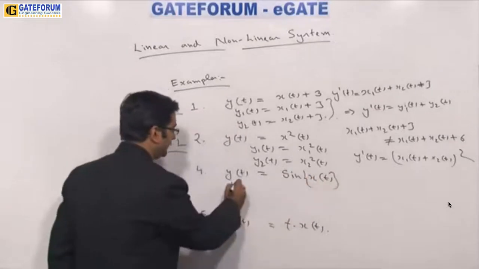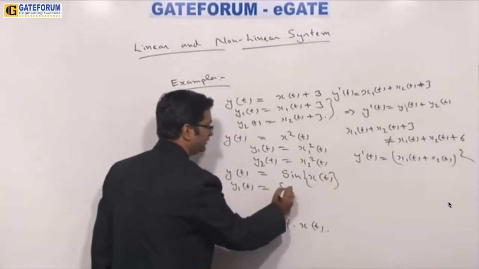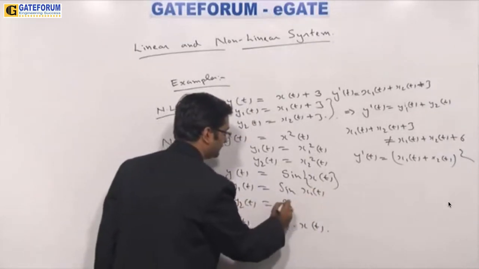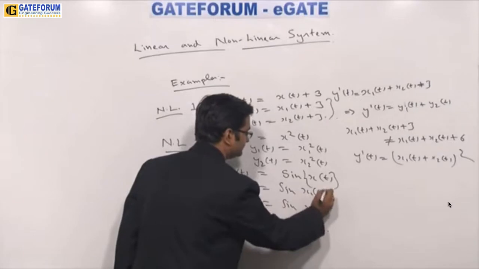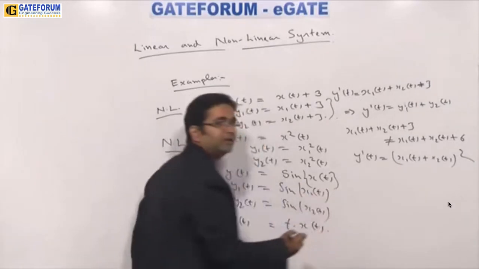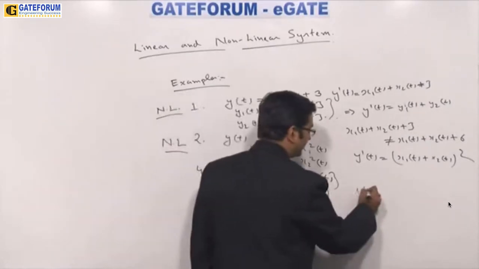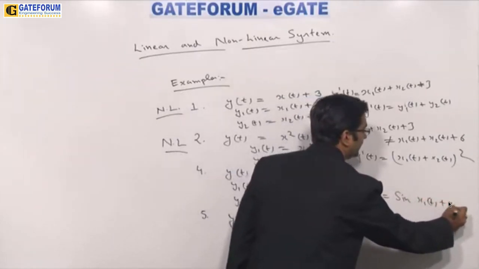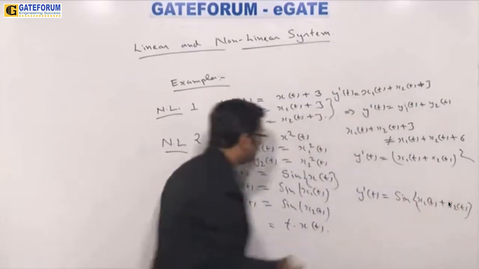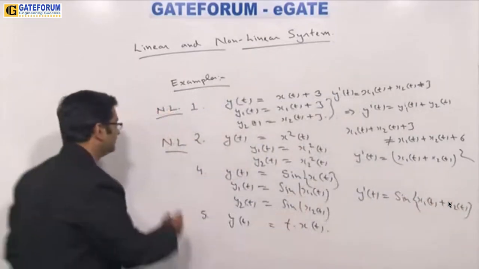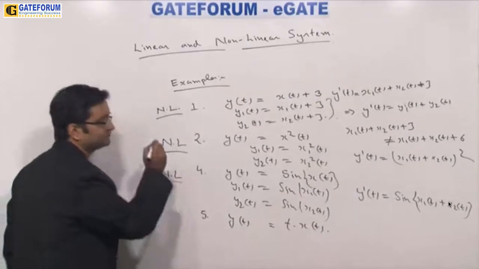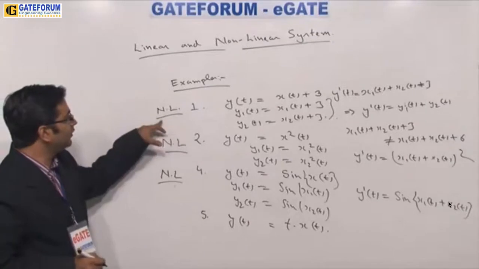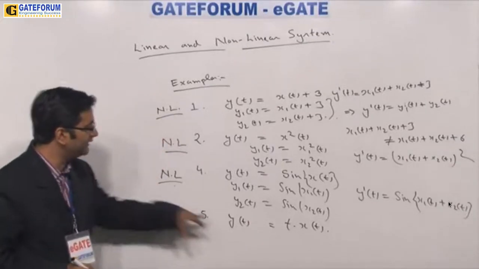You give x1(t), you will get y1(t) equal to sine x1(t), y2(t) is equal to sine x2(t). Now if x1(t) and x2(t) are given simultaneously, this will give y dash of t, which is sine of (x1(t) plus x2(t)), and of course sine of (x1(t) plus x2(t)) is not equal to sine x1(t) plus sine x2(t), hence this is also non-linear. So this is non-linear, this is also non-linear. Let's take the last one.